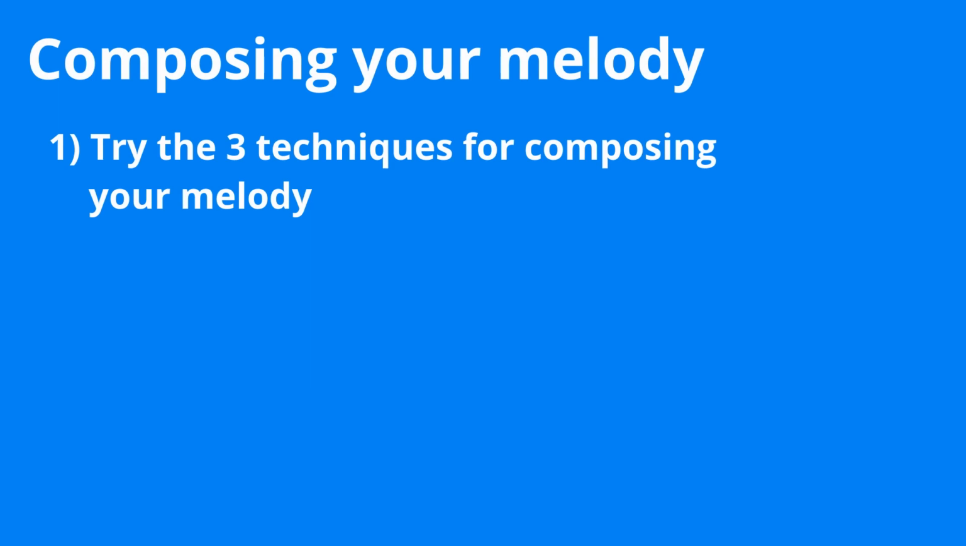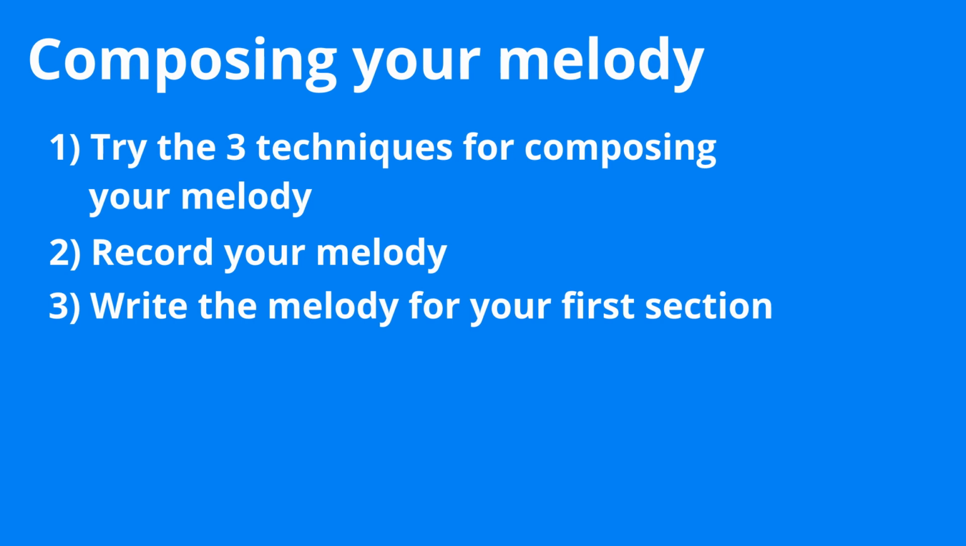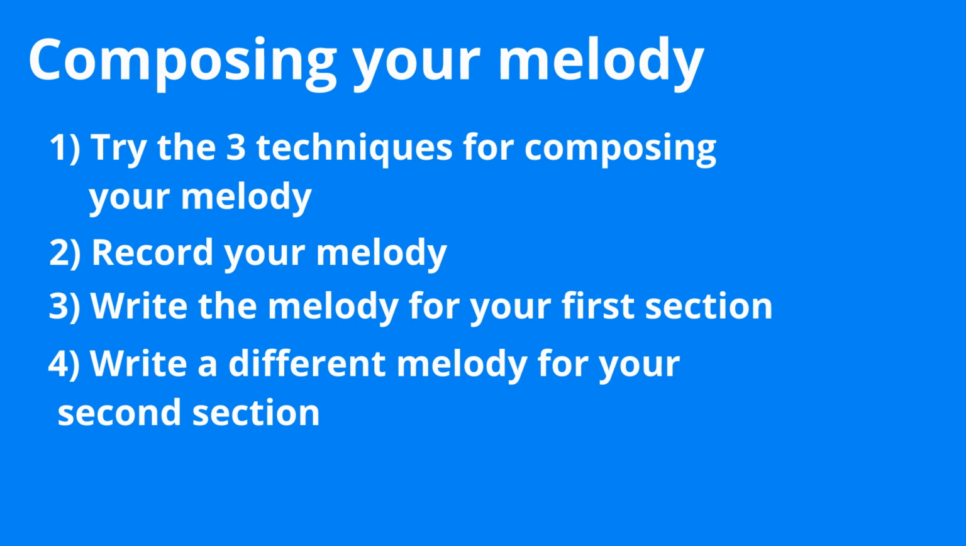So what I'd like you to do now is to try the 3 different techniques for composing a melody to see which one works best for you at the moment. Remember to record what you do so you can come back to it later. Start by writing a melody for your first section and then move on to writing a different melody for your second section. So the melody in your A section will be different to the melody in your B section, just in the same way that your chords are different in the A section and the B section.